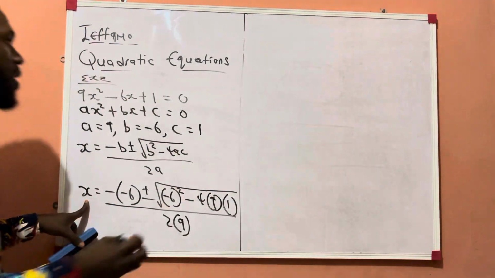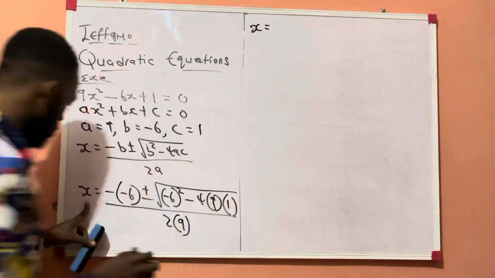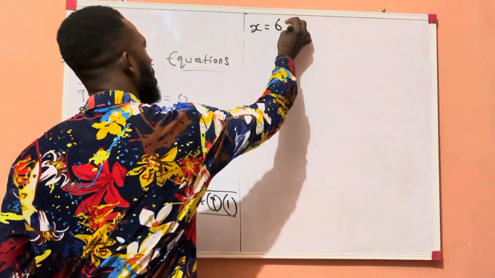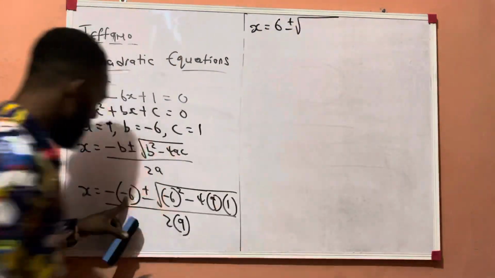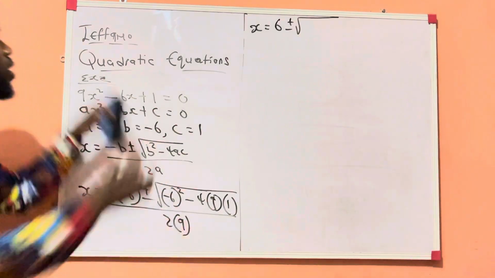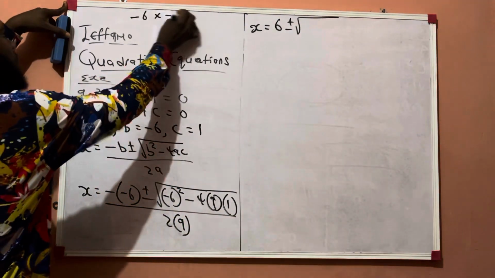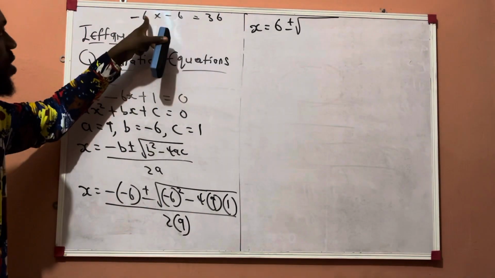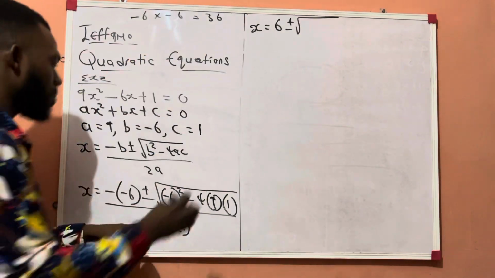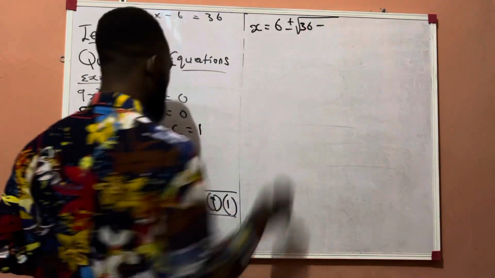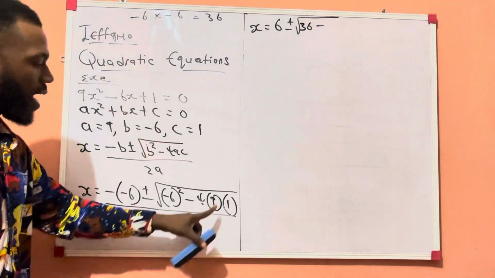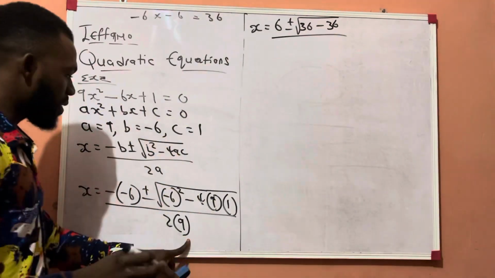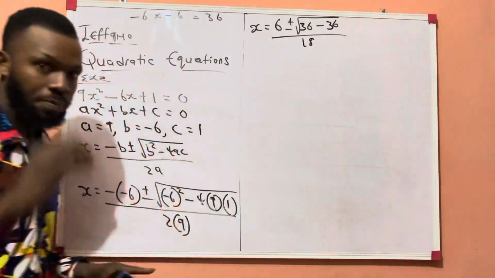Let us continue solving. Here becomes x is equal to, now minus times minus will give us plus. So what do we have here now? 6 plus or minus square root of, now minus 6 raised to power 2 simply means minus 6 times minus 6, and that will give us 36, because minus times minus is plus and 6 times 6 is 36. Now here becomes 36 minus 4 times 9 is 36, and 36 times 1 will also give us 36. All over 2 times 9 will give us 18.